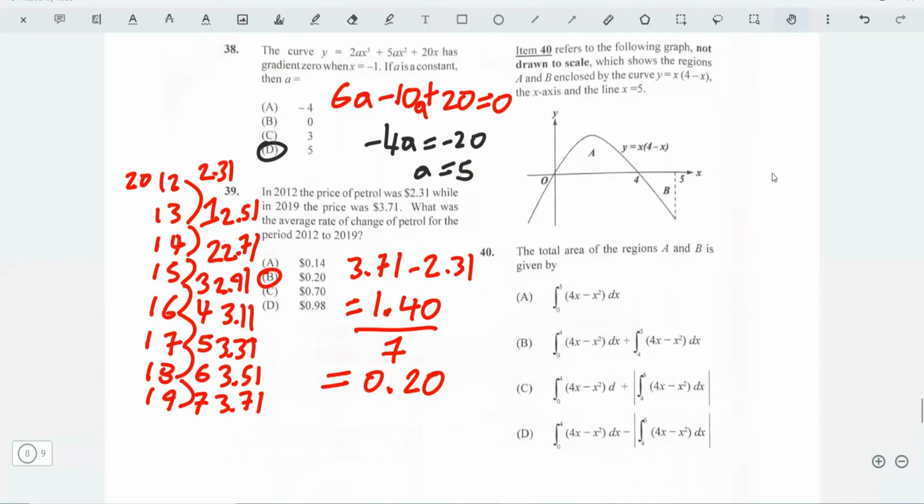Number 40, find the total area of the regions A and B. This is region A, which is just the integral of the function from 0 to 4. Plus, to get region B, you have to take the modulus of the integral from 4 to 5. So that's it. Integrate from 0 to 4 plus the modulus of the integral from 4 to 5. That's option C. Nice.